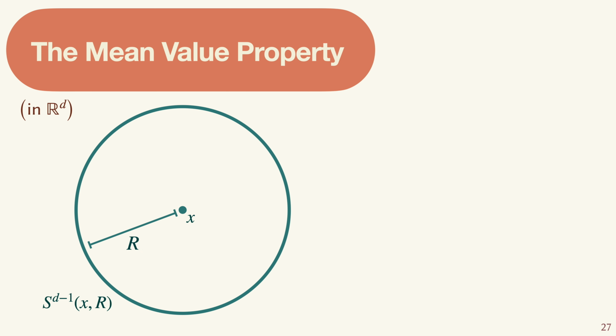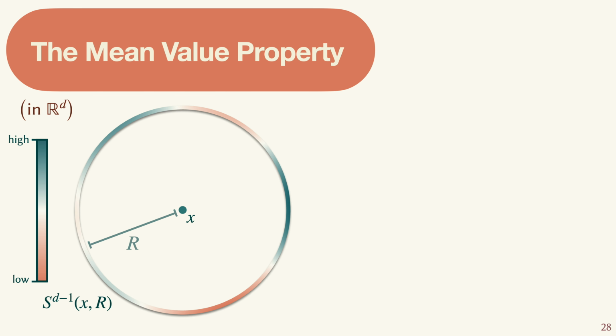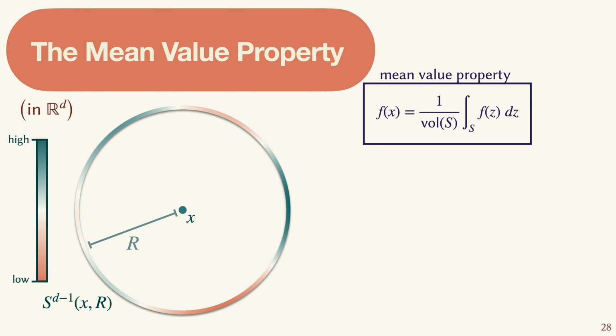Now let's move on to more general harmonic functions. Let's say that we have a sphere of radius big R centered at some point x, and we know the values that our harmonic function takes along the boundary. As you may know, harmonic functions satisfy the mean value property, meaning that if we want to know the value at the center point x, all we have to do is take the average of the known values at all boundary points.